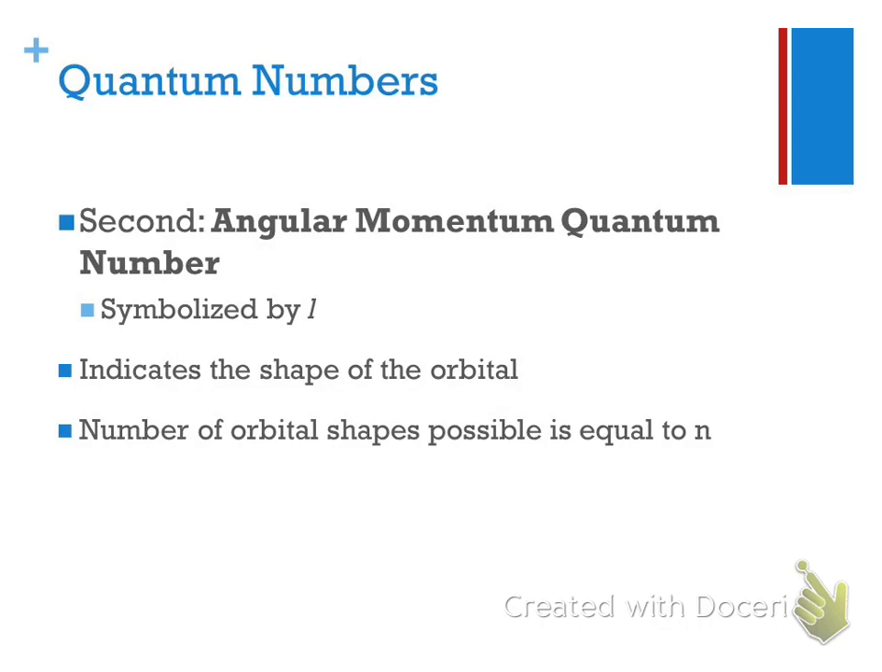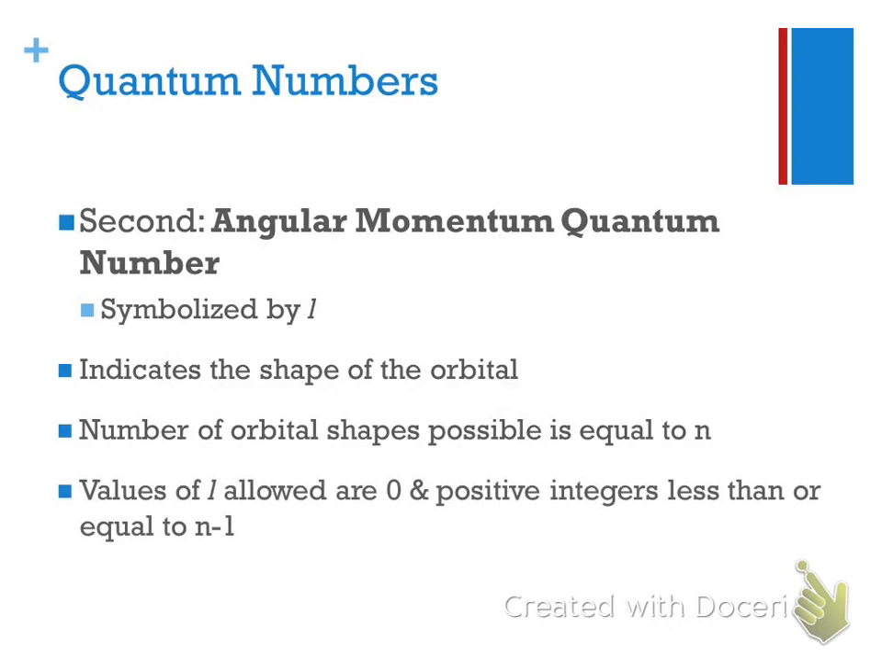Okay, so the number of orbital shapes possible is equal to n. If I have an electron that has a principal quantum number, an n equal to 4, how many different orbital shapes could I have? 4. I could have 4. Okay, so let's walk through these just a little bit.